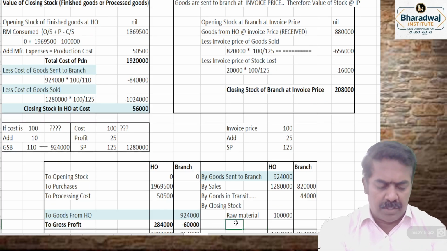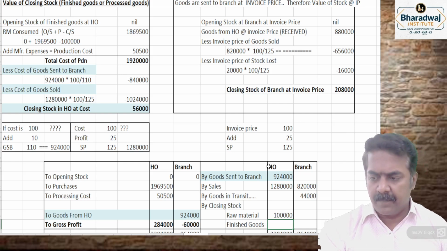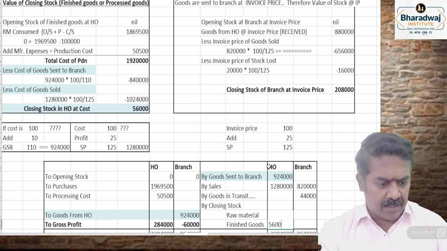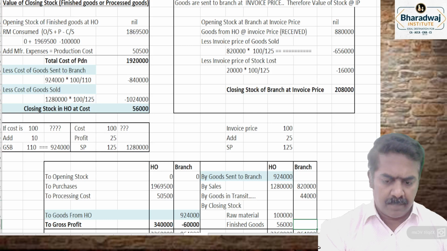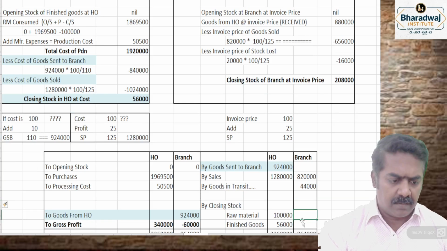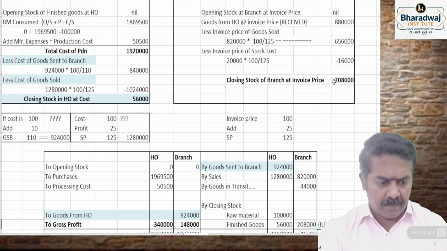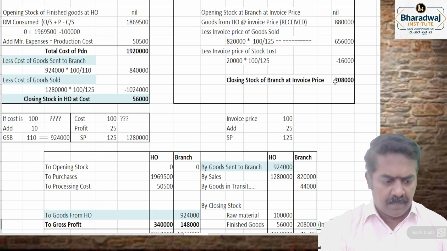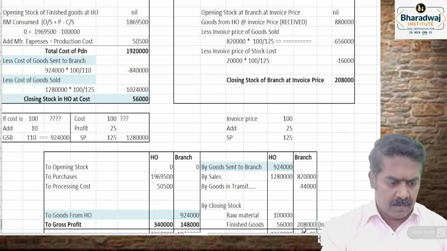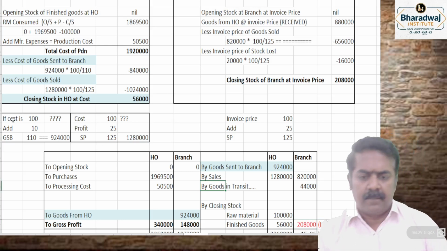Then processed goods means finished goods. Finished goods, how much is there for head office? 56,000, and we worked out 2,08,000. Please remember this 2,08,000 is at invoice price. This 2,08,000 is at what price? Invoice price.